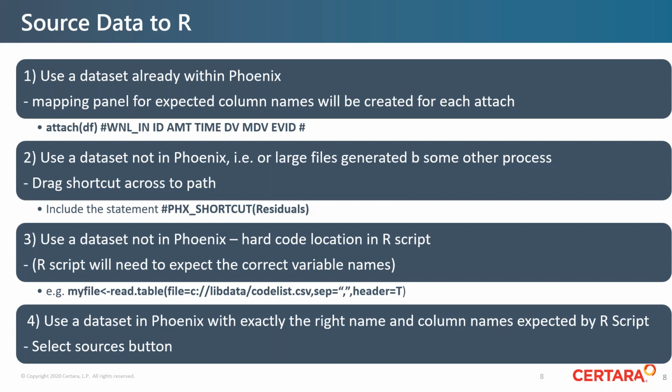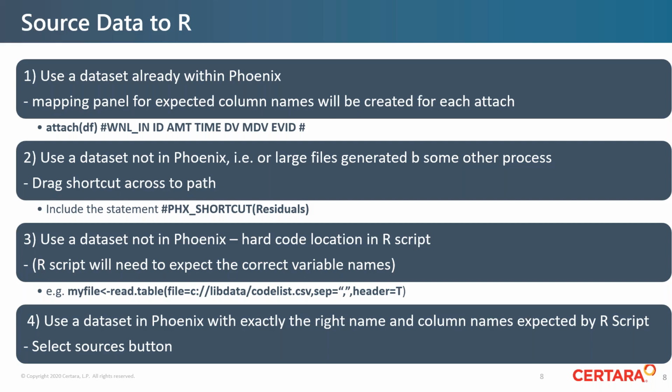And then the fourth one is similar really to option 1 in that there's a data set in Phoenix, but you don't need to put an attached statement in there. What that relies on is that your R script is expecting a file and column names as they are already in the Phoenix worksheet. I can demonstrate all 4 of these in the demonstration in a few minutes. Okay, so that means that there isn't a chance to change it with the mapping panel. So that's the difference between options 1 and 4.